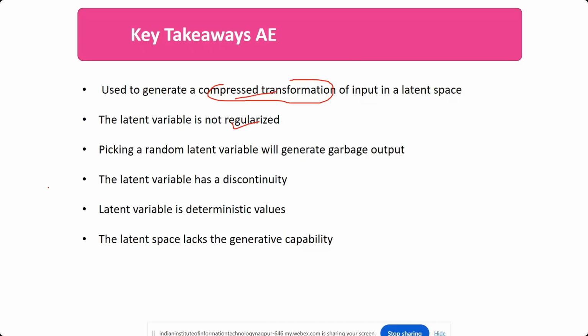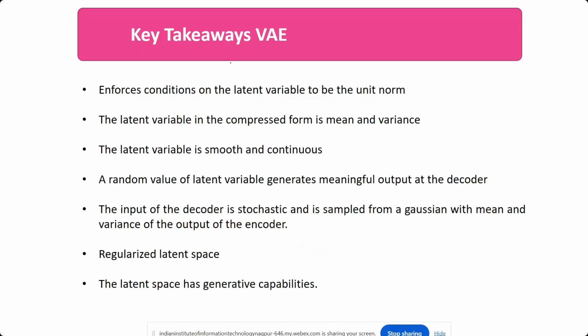The next one has discontinuity and it is a deterministic value. As we directly take a random number, it has some deterministic values, so it is not the stochastic one, and the latent space lacks the generative capability because of too many overlapping areas. But how is it different from VAE?